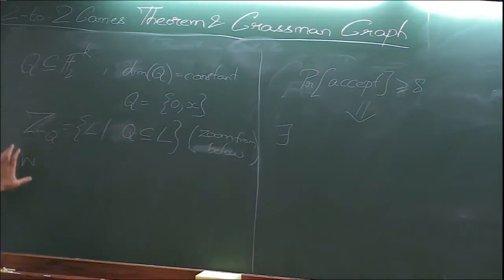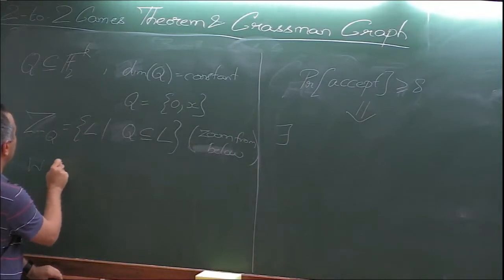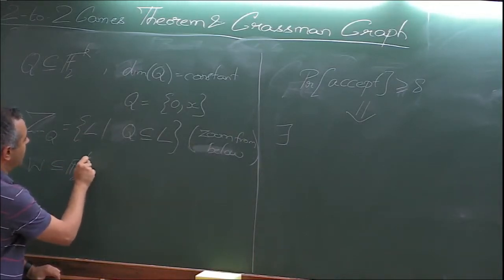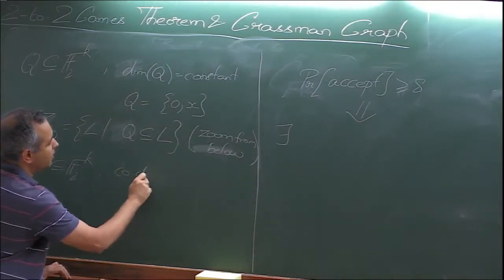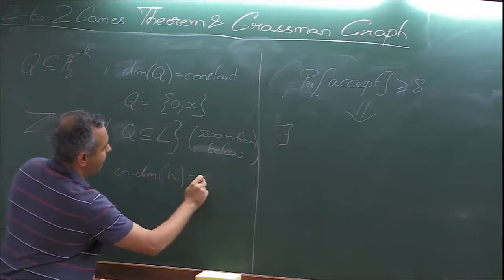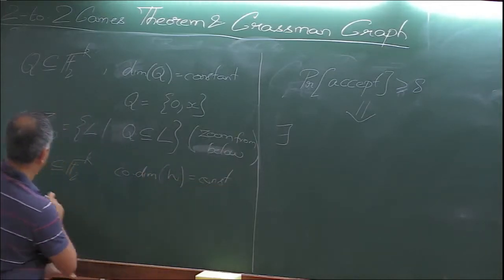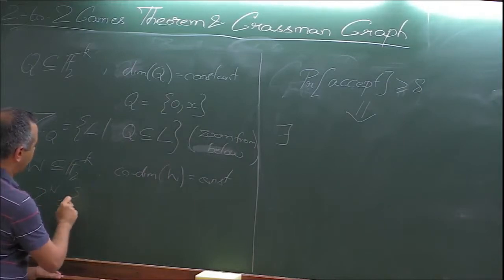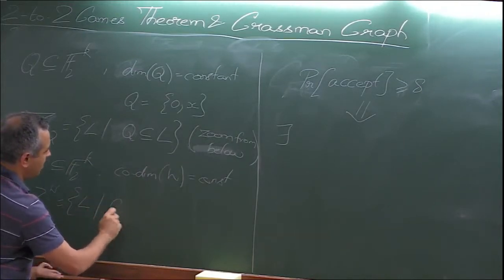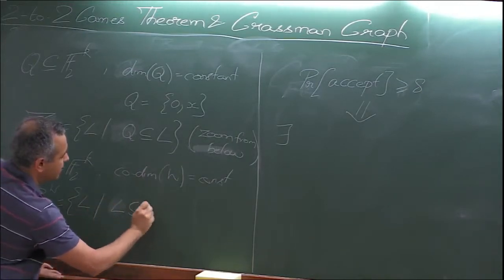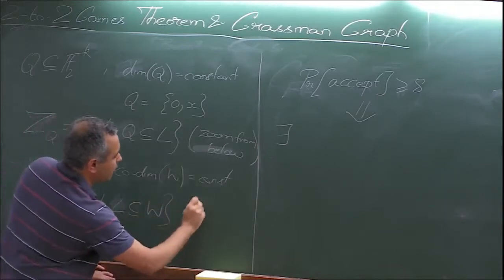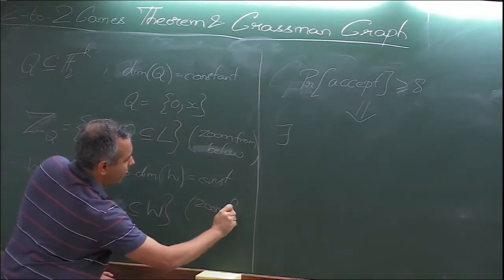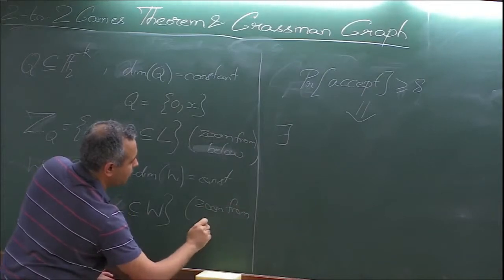Okay, let me write the other thing also. So W will be another subspace of F2 to the K. Here the co-dimension of W will be small. And ZW are those sets L such that L is contained in W. These are what I'll call zoom from above.